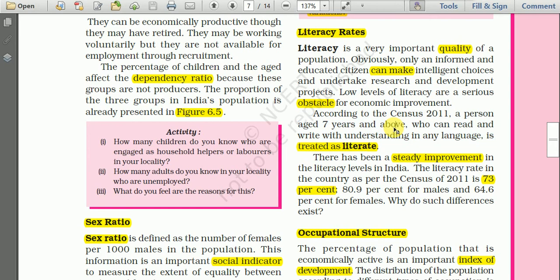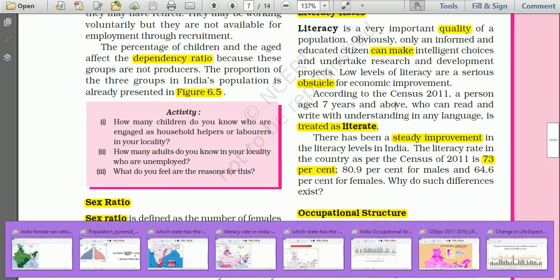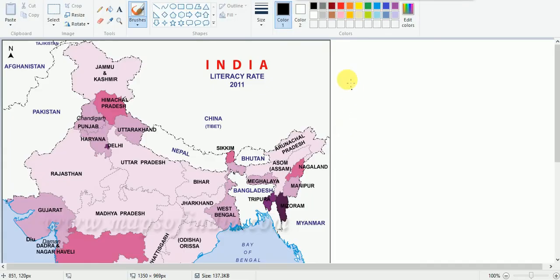So according to the Census of India 2011, a person having the age of 7 years and above, who can read and write with understanding in any language, is treated as literate. He or she must attain the age of 7 years. This is for India, and we can express the literacy rate of a country like India in this way.